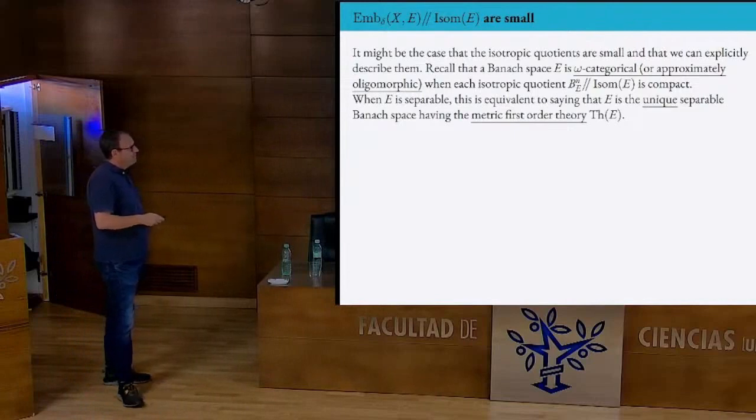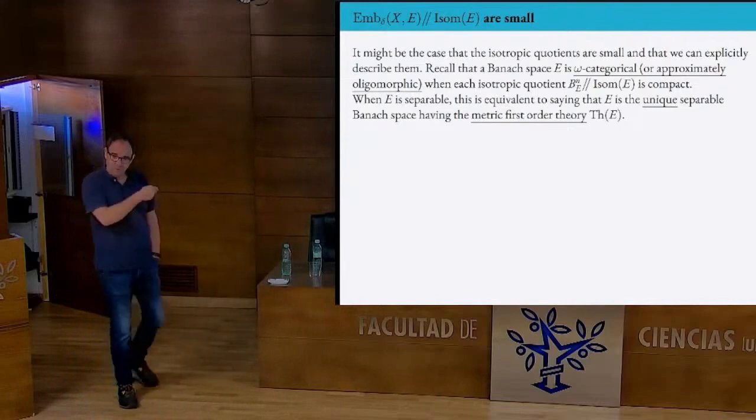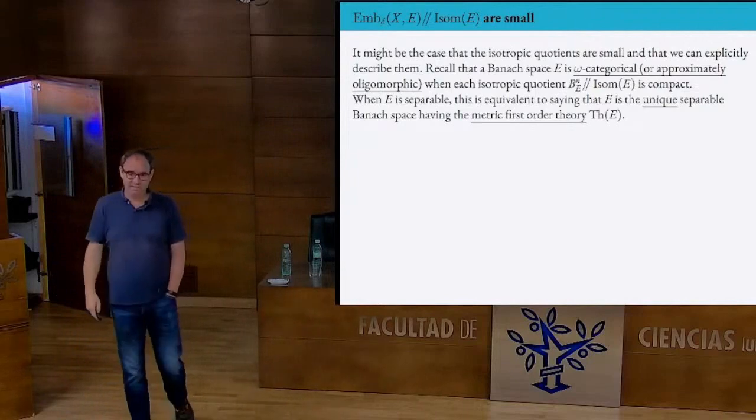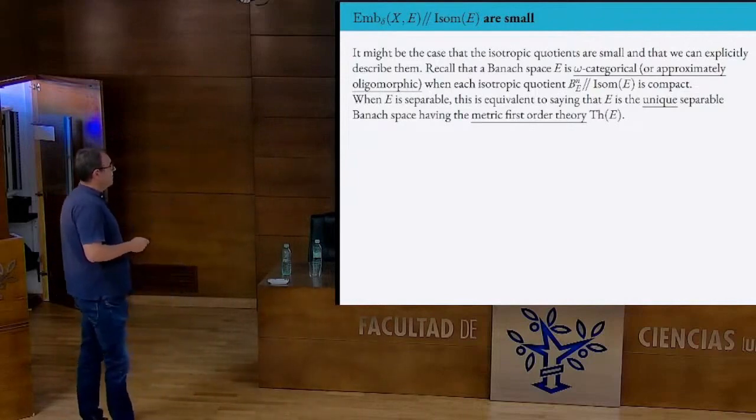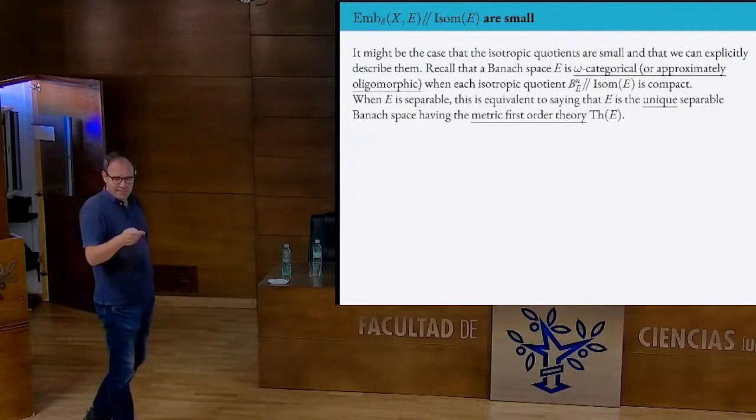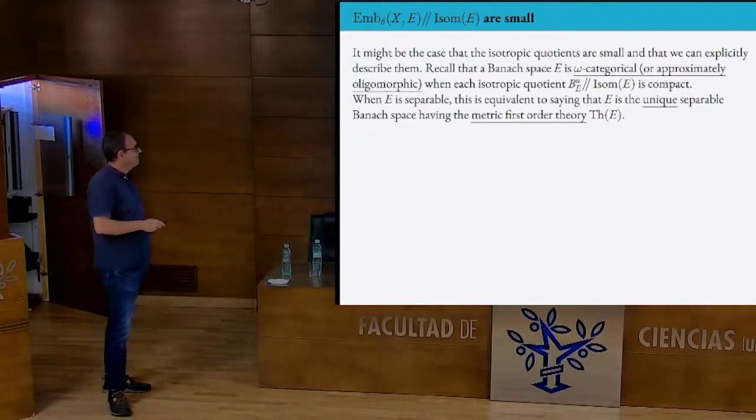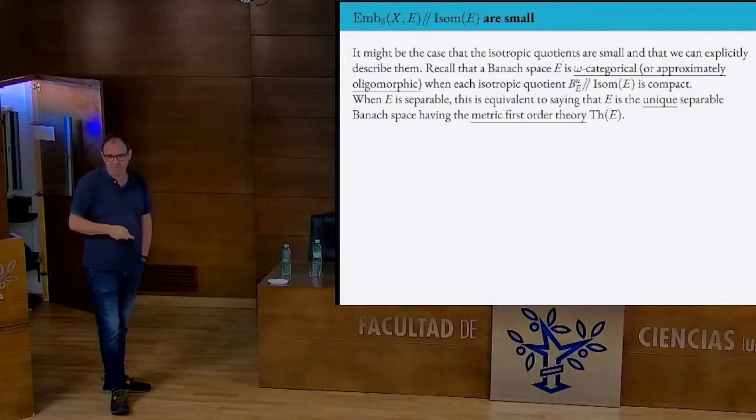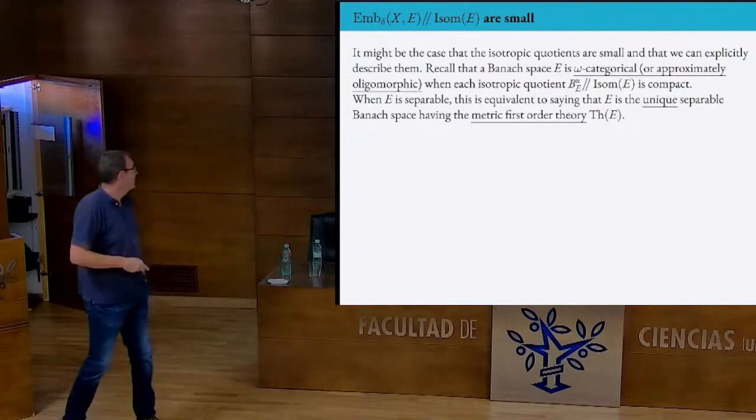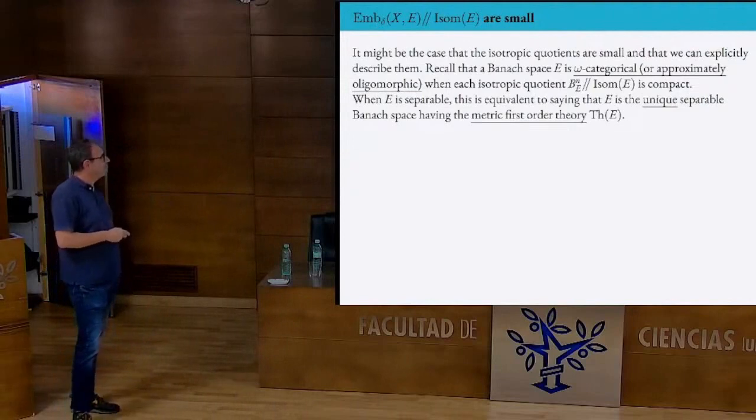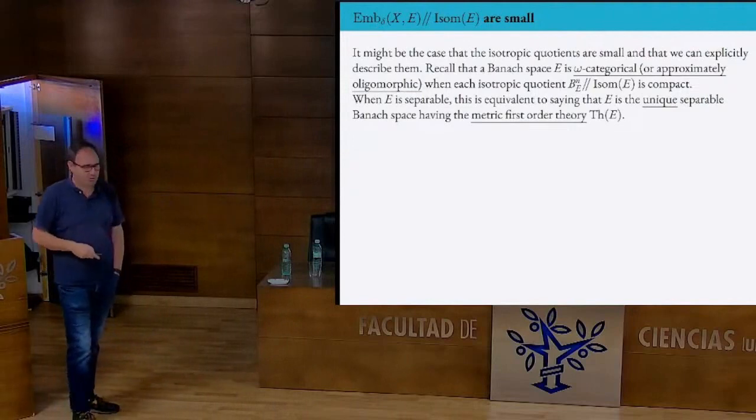Because it's interesting, because there is this uniqueness also, like before, with Fraïssé. So, if E is a separable Banach space, again, this is in general for metric structures, then this is equivalent to saying that this is the unique separable Banach space which has this thing here, which will soon become understandable, this metric first-order theory, the same. Okay.